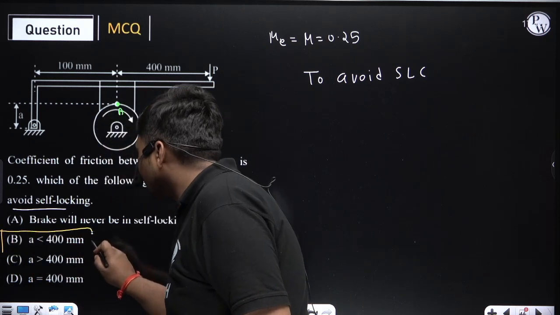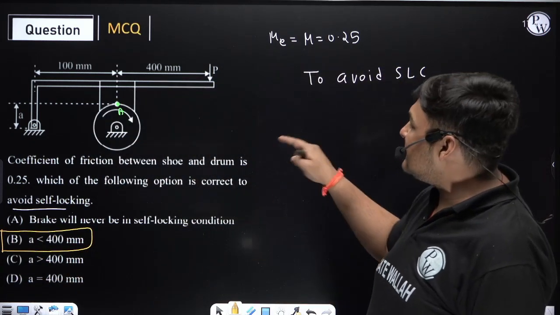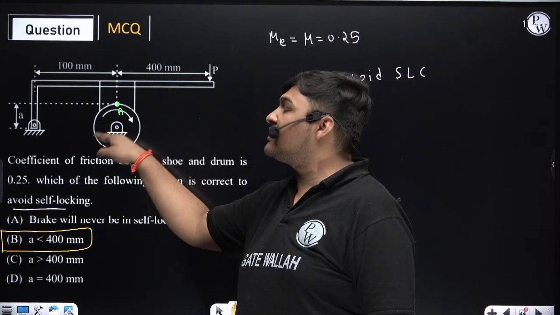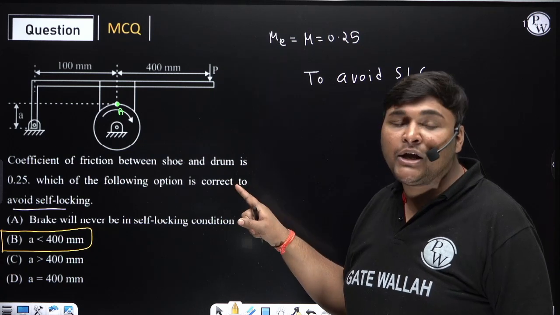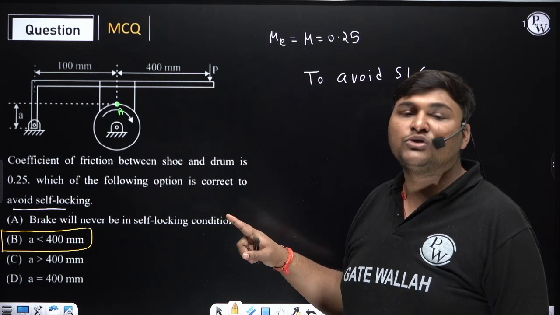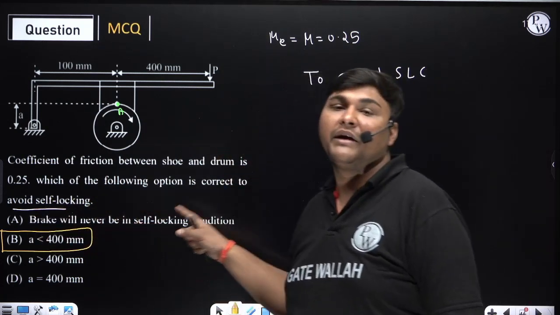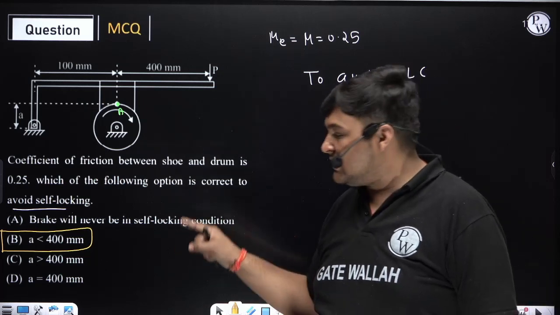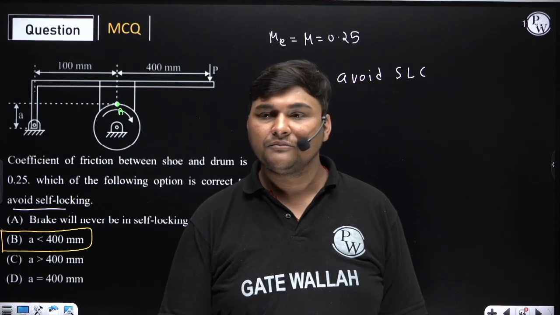Option B. But suppose for some other question, instead of clockwise, the drum was rotating anti-clockwise. It is your homework. If the drum rotates anti-clockwise, then the conclusion will be that the brake will not be self-energizing. And if the brake is not self-energizing, it can never go into self-locking condition. In that case, option A will be correct. But right now, for this question, option B is correct. So this is the question.